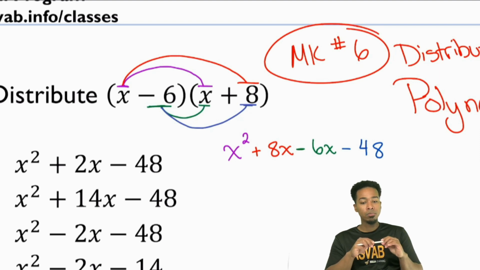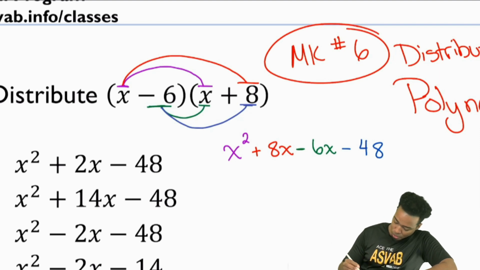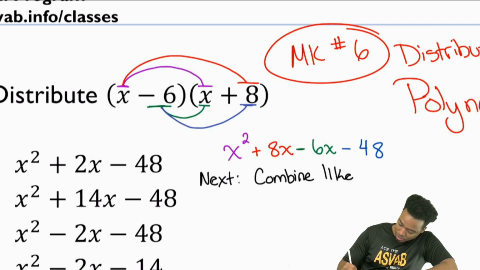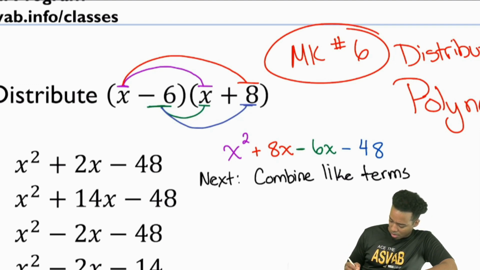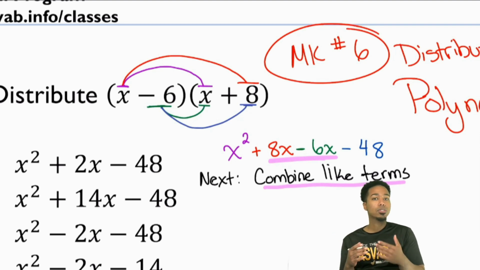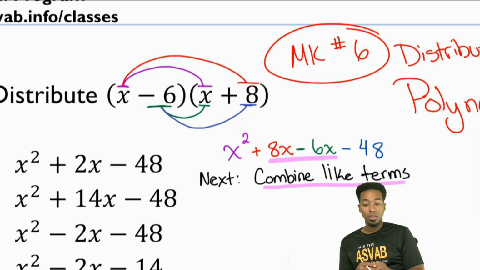All right, excellent. Now that we're here, the next thing to do is to combine our like terms. So let me write that out for you. Next step, we're going to combine like terms. And all that means is this right here. Those are like terms. Terms that have the same variables and the same exponents are considered like terms. So if you have 8 of these x's and you're taking away 6 of these x's, how many of these x's do you have left? Right, it's going to be 2.